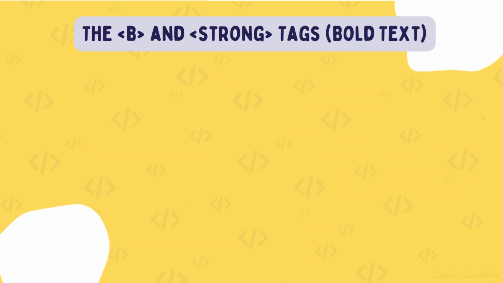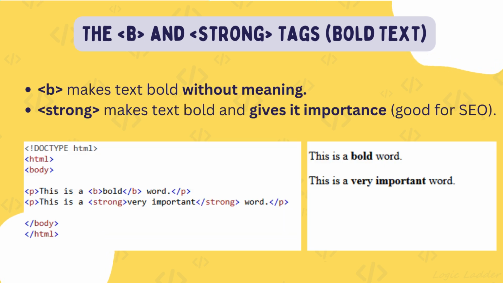Want to make text bold? Use the B or strong tag. B makes text bold without meaning. Strong makes text bold and gives it importance. It is good for SEO.